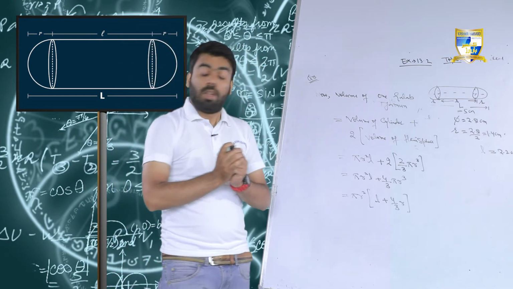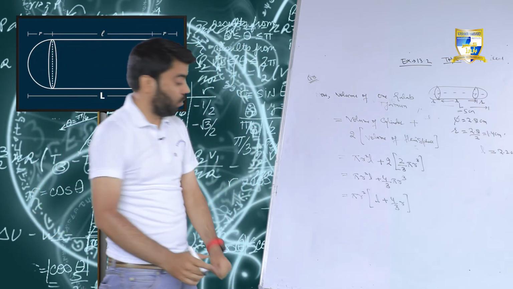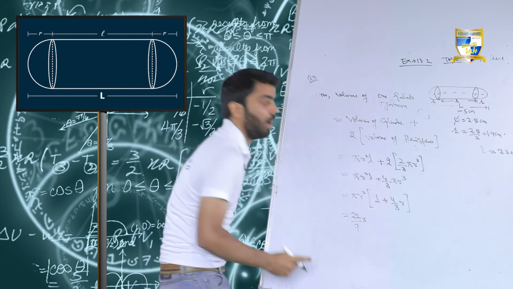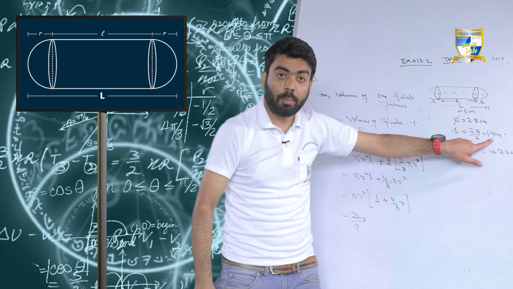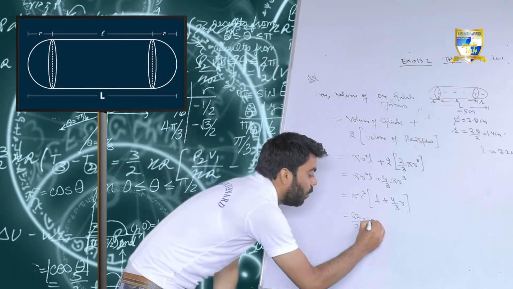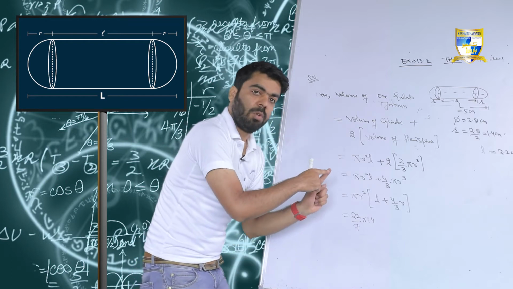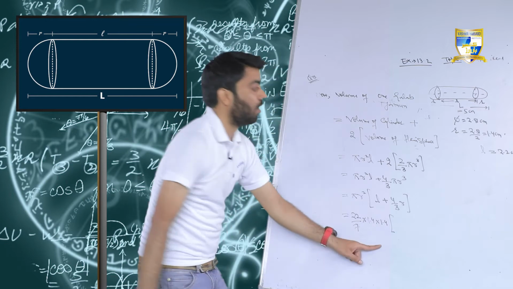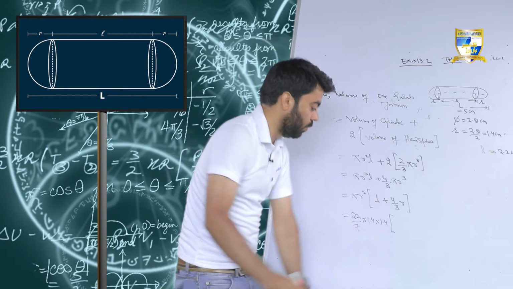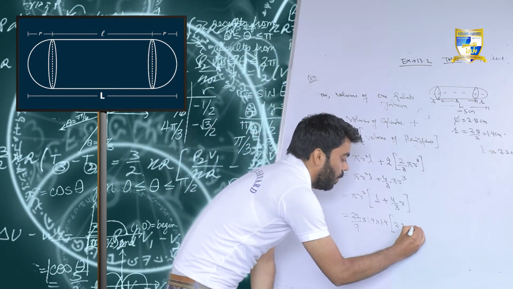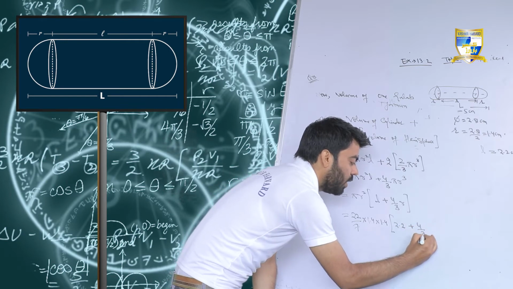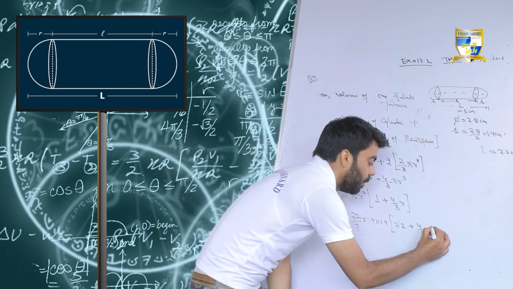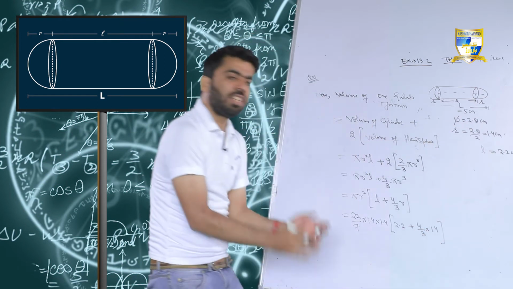What is the value of pi? Pi is 22 by 7. Then r is equal to 1.4 centimeter. 1.4 the whole square means 1.4 multiplied by 1.4, and L we got that, that's 2.2. That's 2.2 plus 4 divided by 3 multiplied by r. What is the r? It's 1.4.